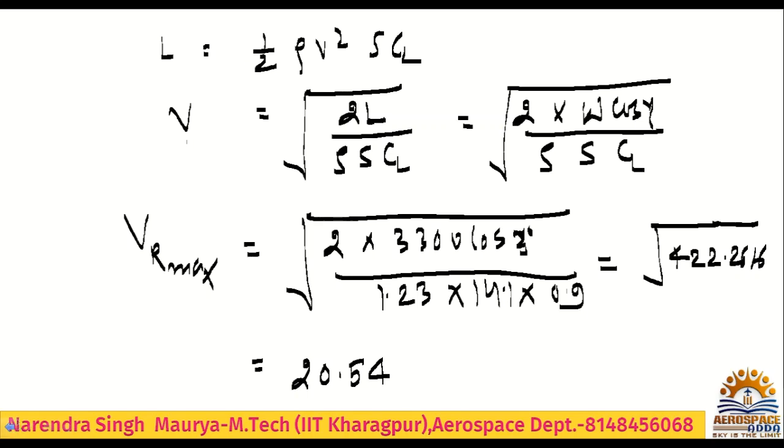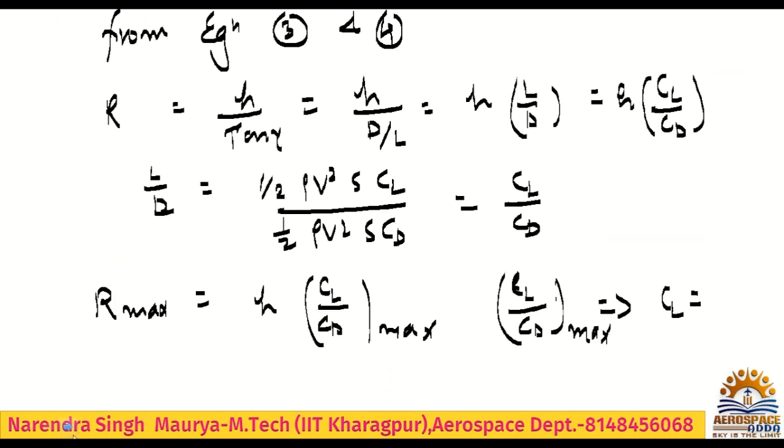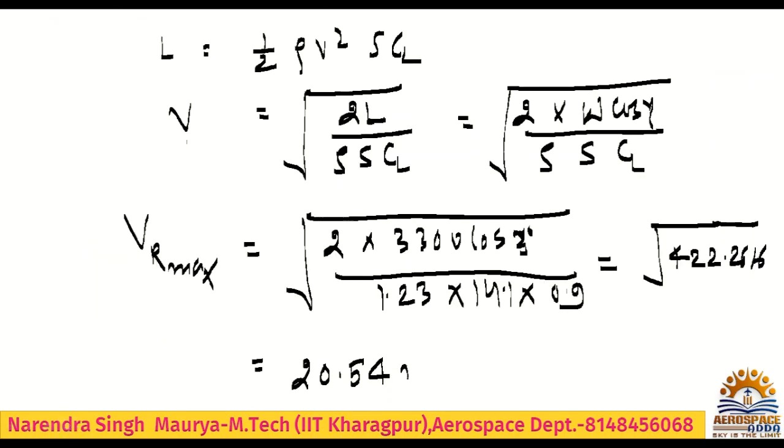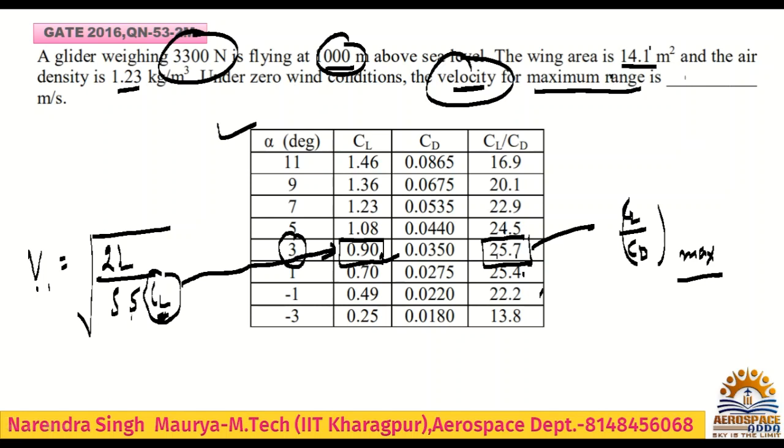They had not asked for any particular decimal places, but you can write up to 2 decimals. The unit is meters per second, so the answer is 20.5. I hope you understood this and how to use this table. That's all. These are the problems that were asked in GATE 2016, and all the problems we have solved here.